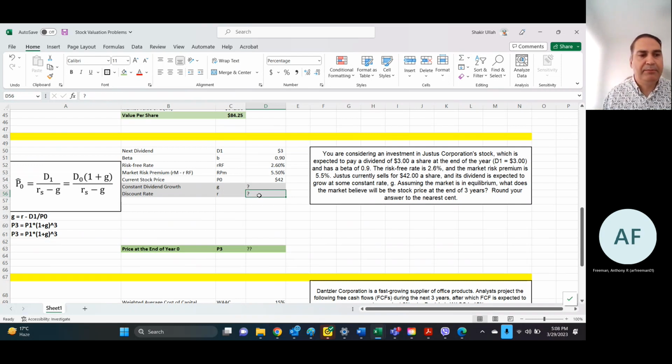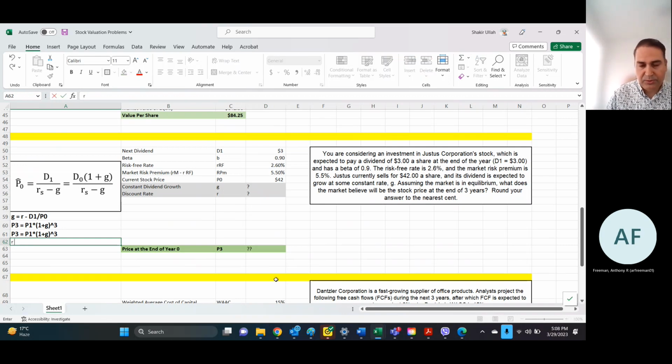We can use the CAPM equation. Can you recall the CAPM equation? The equation was R equals RF, the risk-free rate, plus, we start the parenthesis, the market risk premium, which we write as RM minus RF. That difference is the market risk premium, and then we multiply this with the beta.